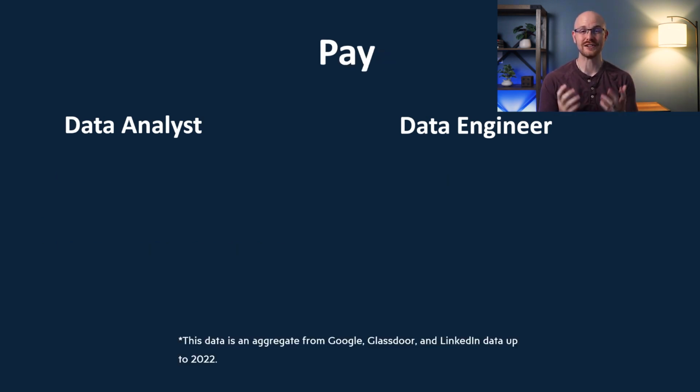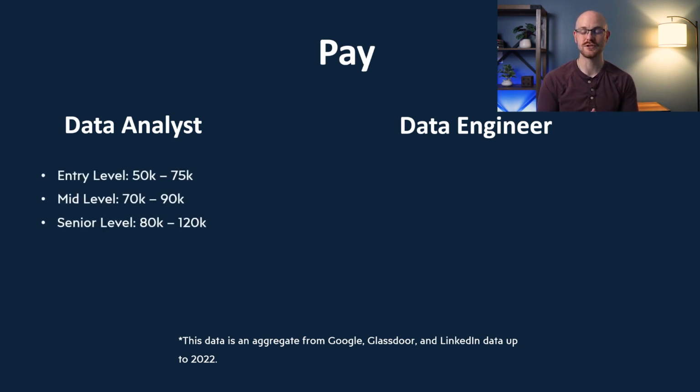The very last thing that we're going to take a look at is the pay or the salary of a data analyst and a data engineer. Let's start off with a data analyst. For a data analyst at the entry level, it'll be 50 to 75,000. For a mid-level, 70 to 90,000. Then at a senior level, anywhere from 80 to 120,000.